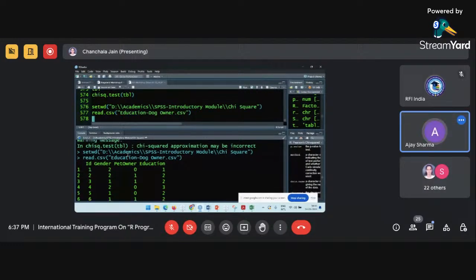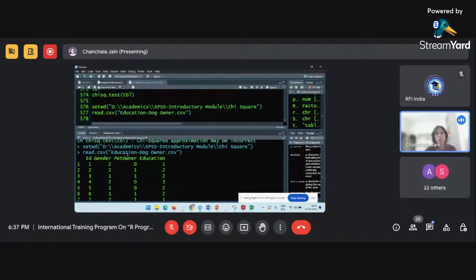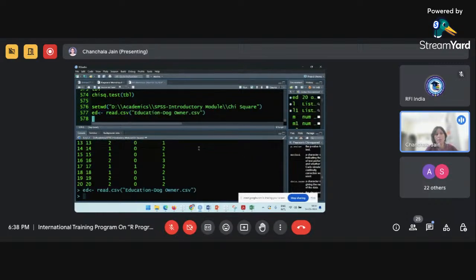Very good. So now I'm storing my file in some variable name. What name can I give? Education, or something like ed. I'm using it, pressing Control Enter. Now it is stored in this particular variable name, right?